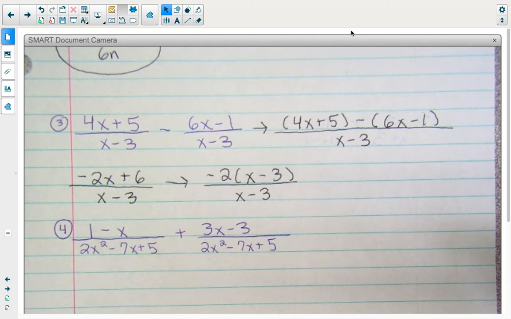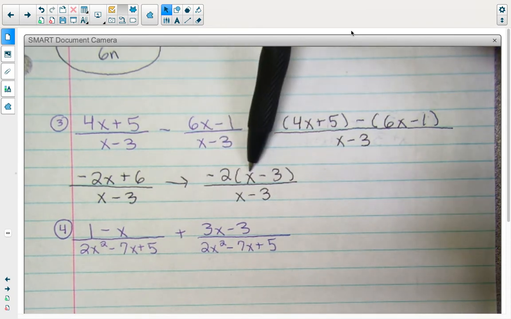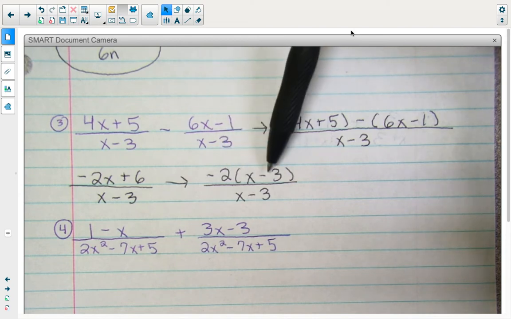And the wonderful thing with factoring, you can check yourself. Negative 2 times x is negative 2x. Negative 2 times negative 3 is 6.